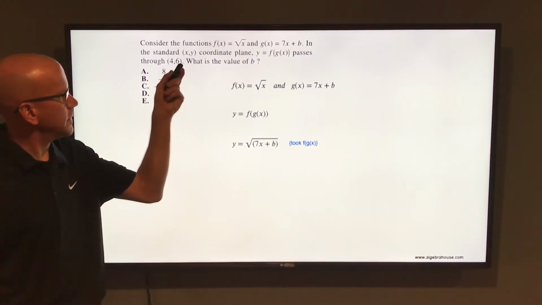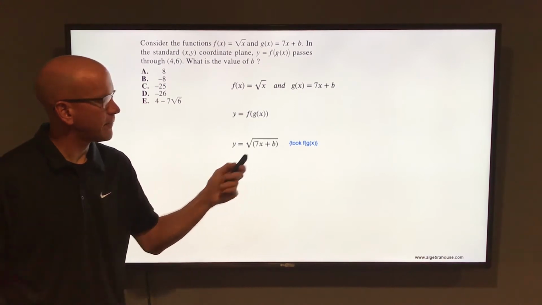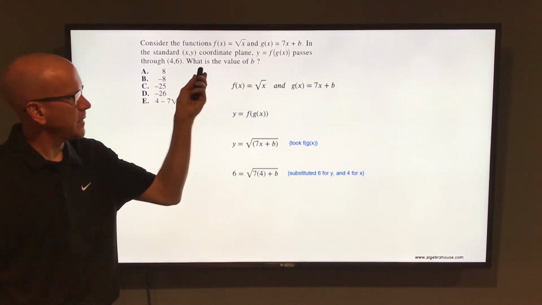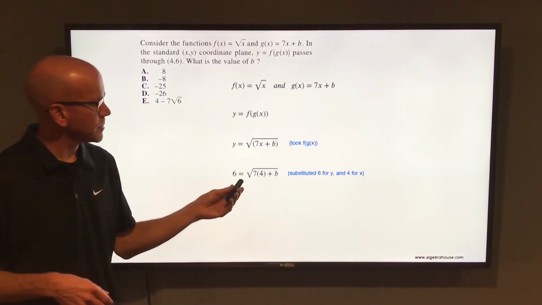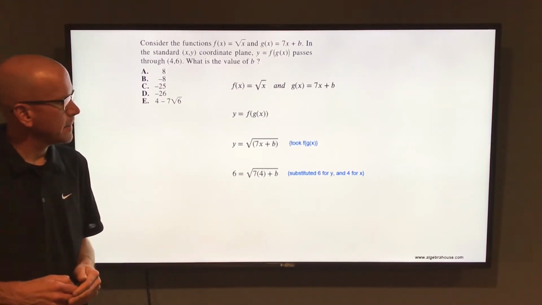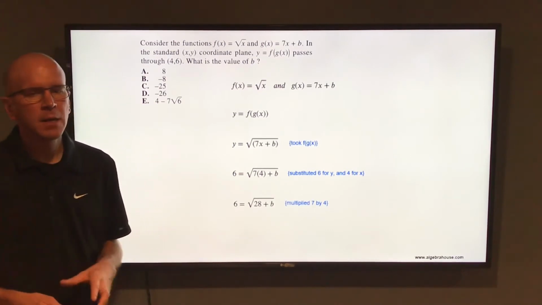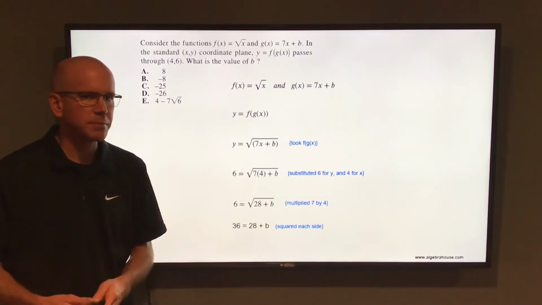Remember, y is 6, x is 4, so we can put a 6 in for y and a 4 in for x. Your job is to find the value of b. So if we substitute in, now we have 6 equals the square root of 7 times 4 plus b. 7 times 4 is 28, so it'd be 6 equals the square root of 28 plus b. Square both sides. If you square each side, you get 36 equals 28 plus b.